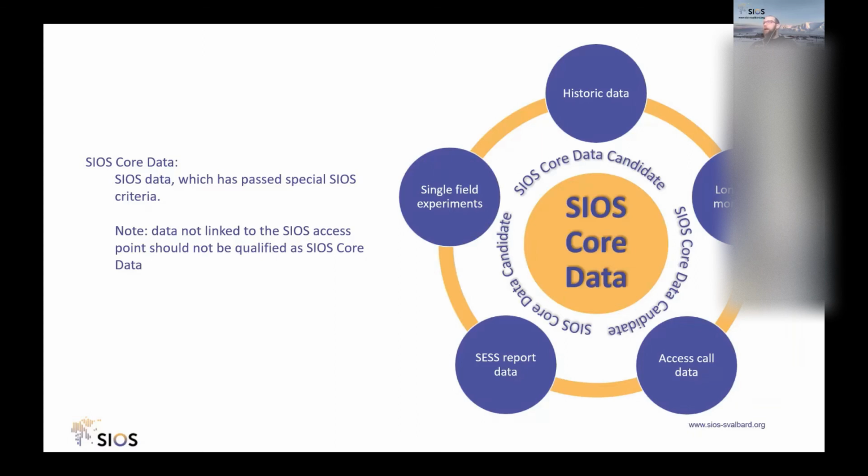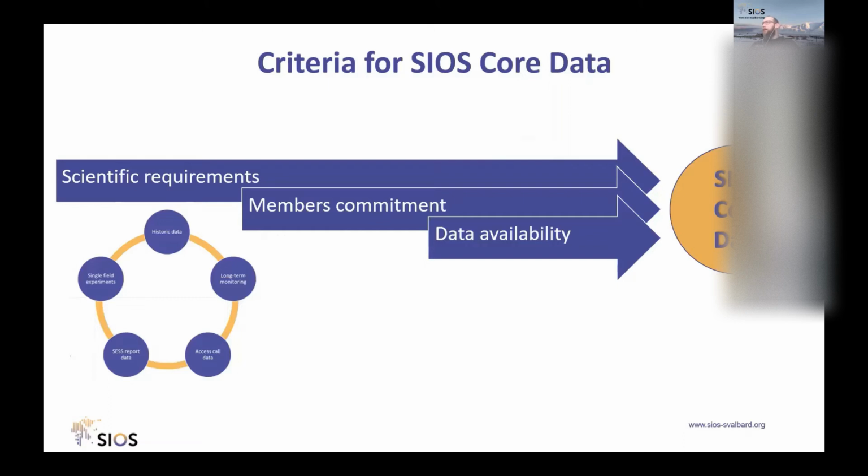But the core data need to meet some requirements. The Science Optimization Advisory Group, SOAC, with the task force, defined criteria that must be met for data to be qualified as core data. These criteria are based on the standard of scientific excellence in earth science, the SIOS legal framework, and the SIOS data policy. So SIOS core data has to fulfill the criteria of scientific requirements, members' commitment, and data availability.